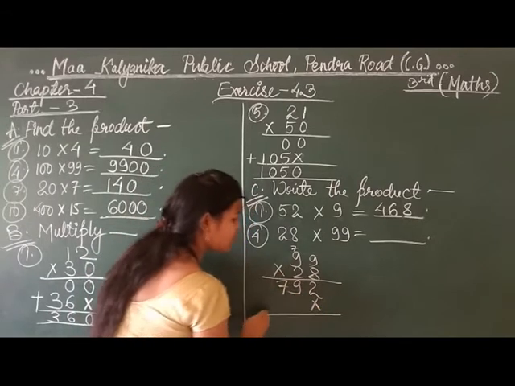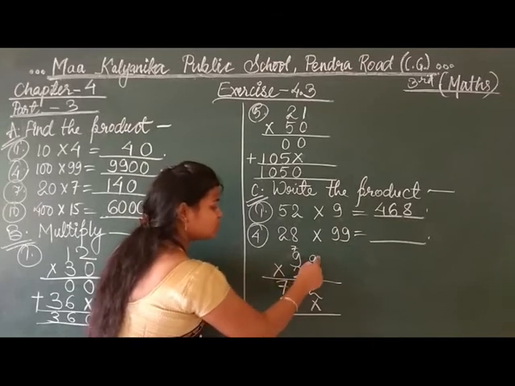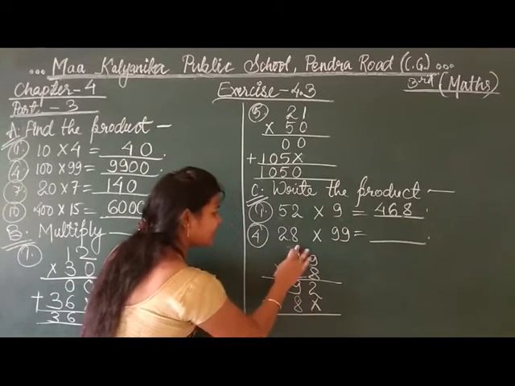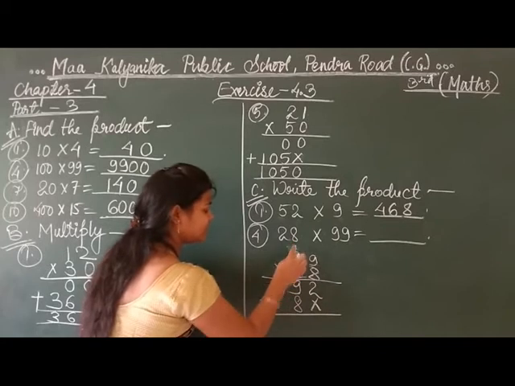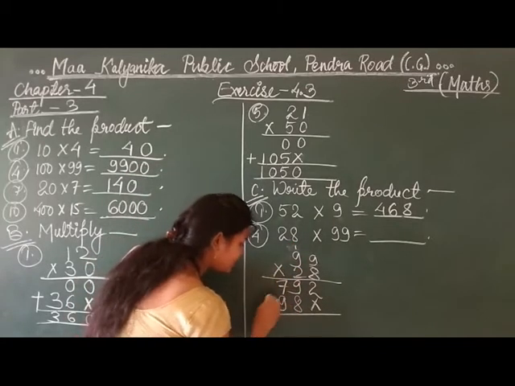We will put a cross and we will multiply 2 with both the numbers. 2 9s are 18, 1 carry. 2 9s are 18, 1 8, now 2 9s are 18 plus 1, 19, 1 9.